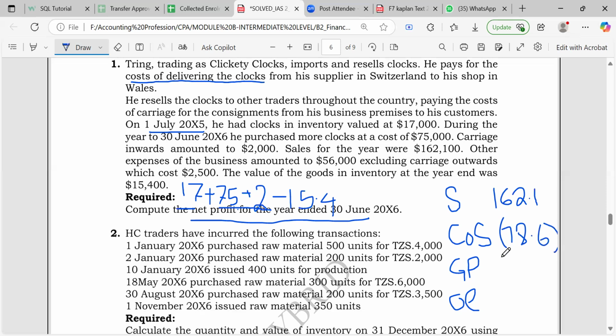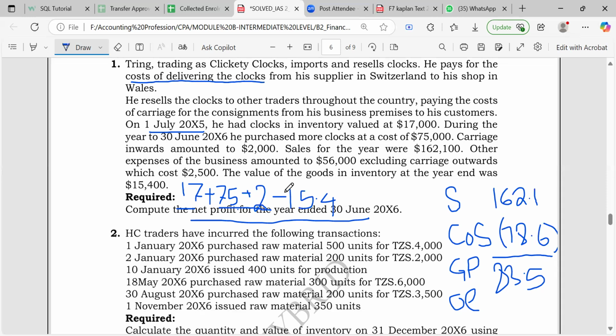If you deduct, 162.1 minus 78.6 is 83.5. This is the gross profit. So you deduct the operating expenses. What did they want? Compute the net profit for the year. Okay, this is just the net profit.